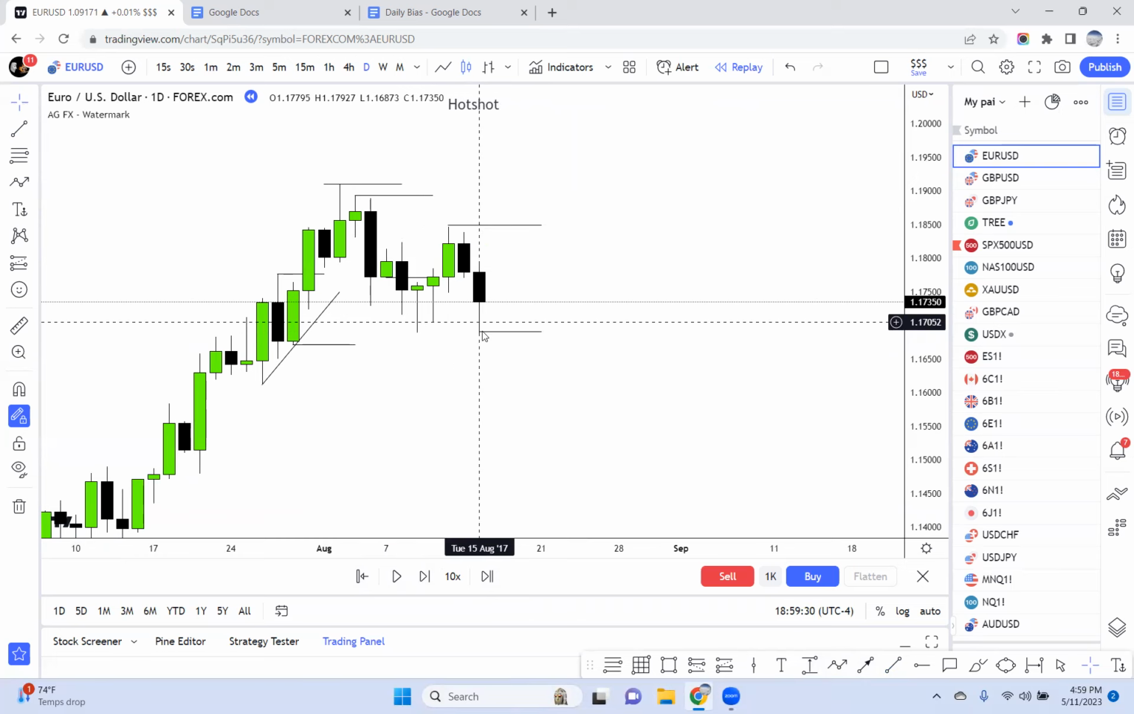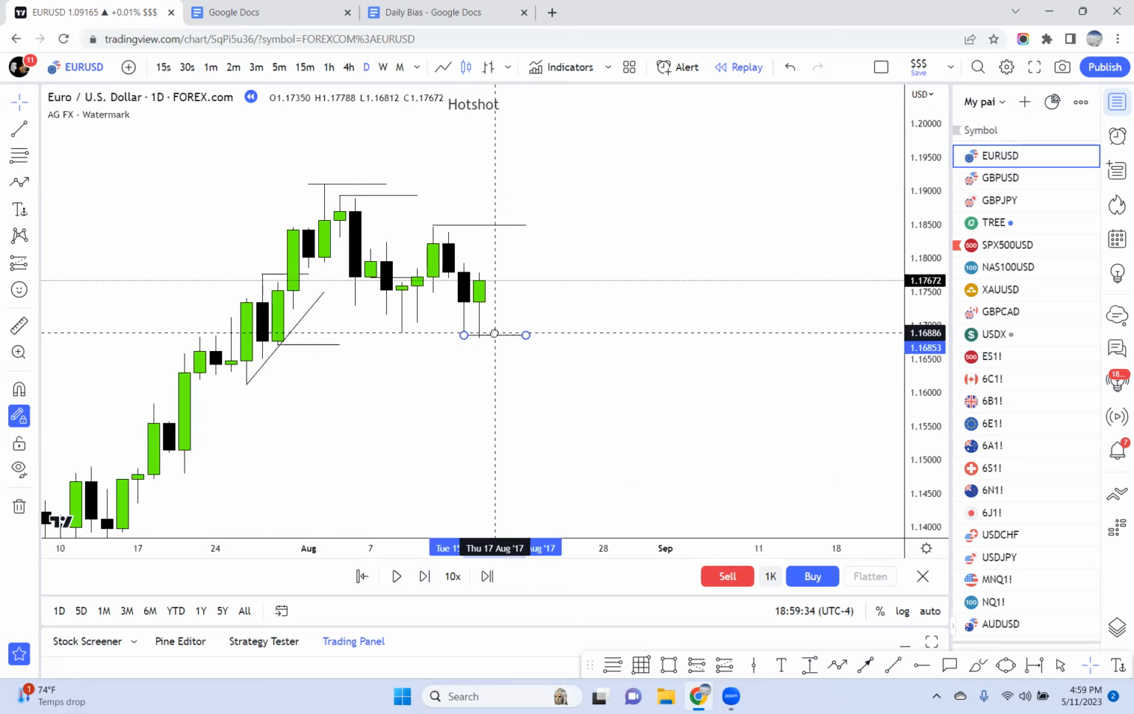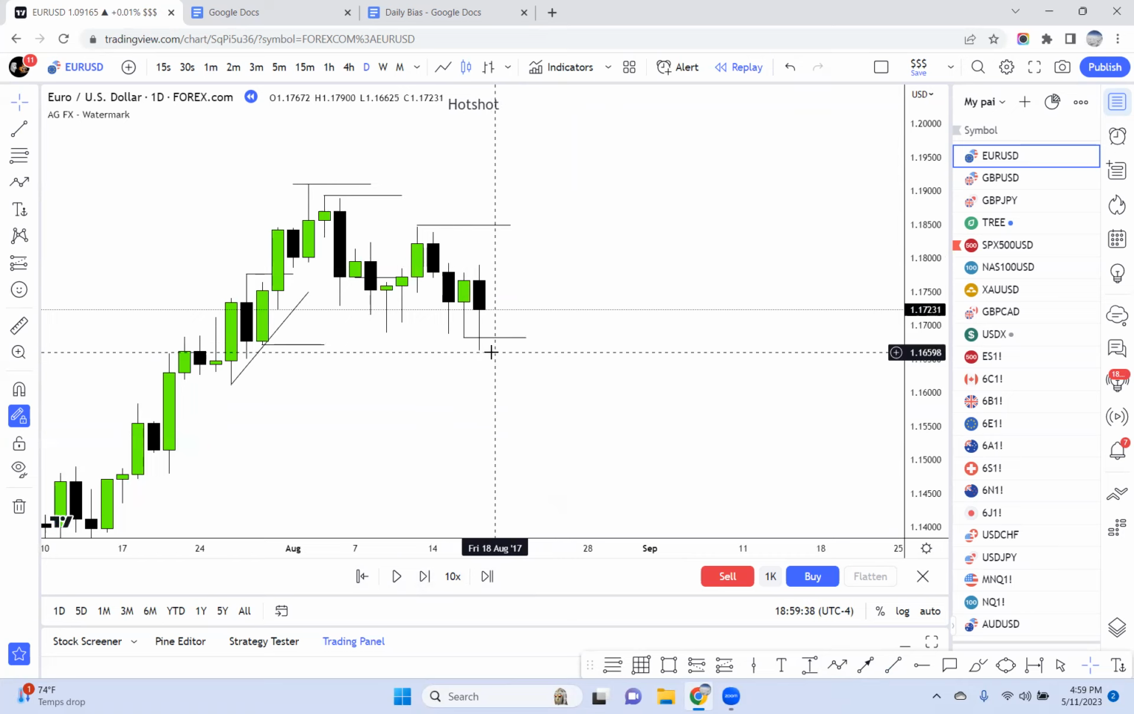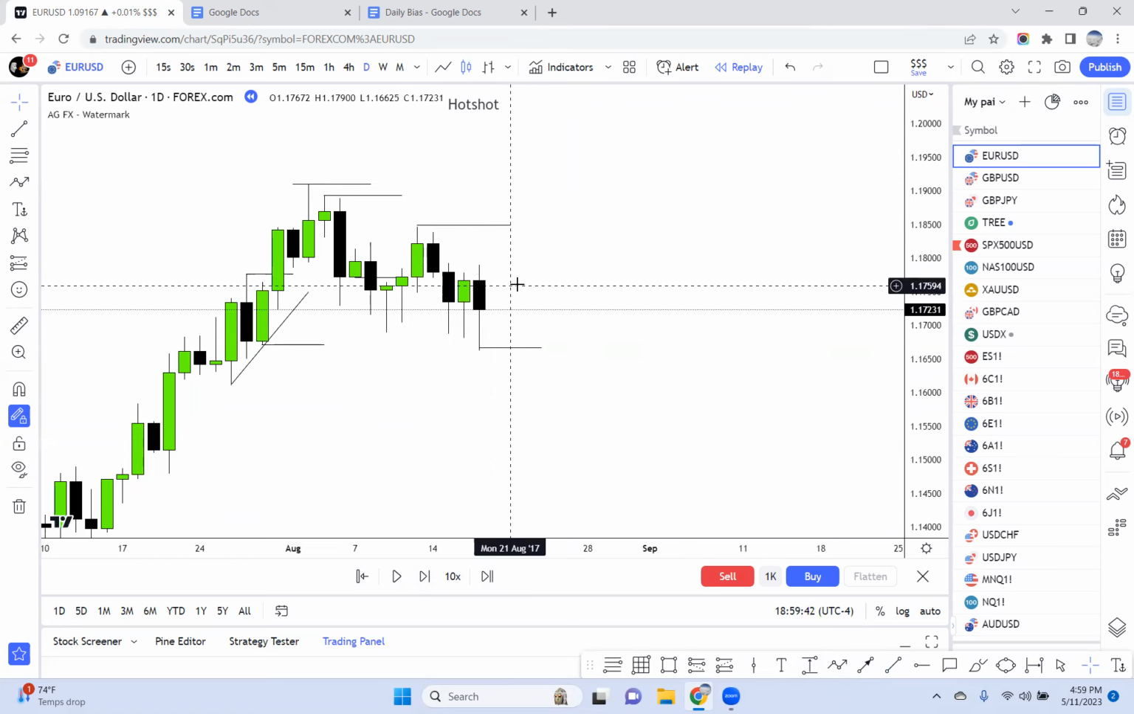Did it take out liquidity? It took out a little bit of liquidity there. You can see that it takes out that low as well. We could potentially see this one get taken out too. Takes it out as well. We could potentially see this one get taken out too. We've seen this high get taken out as well.